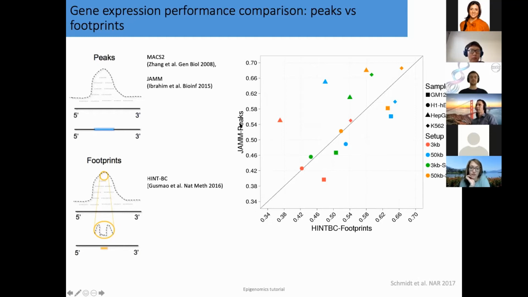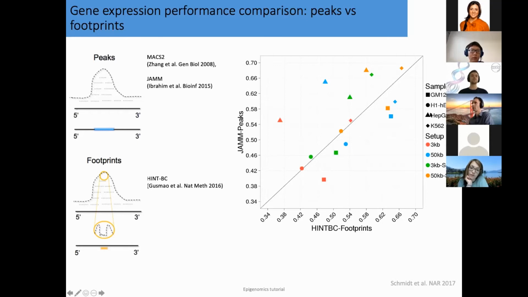But what we're comparing now is using peaks in the vicinity of genes or footprints from HINT-BC in the vicinity of genes. And so there are always 2 different setups. We have different window sizes here, so a 50 KB window around the start site or a 3 KB window. And so these are the colors. And so what you can now see here is that overall, peaks versus footprints is very similar. Yeah? So there are some slight differences.